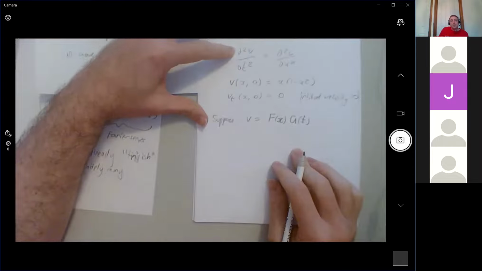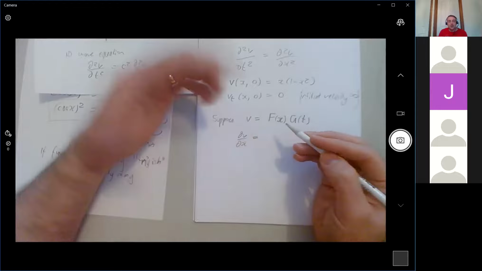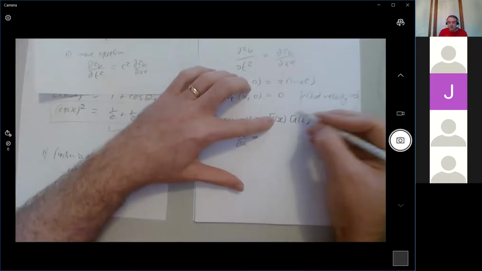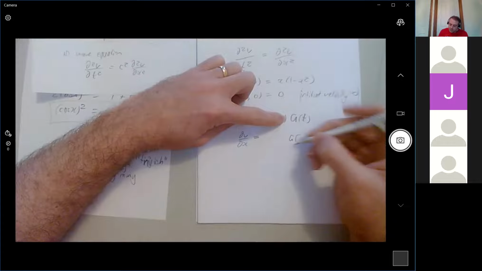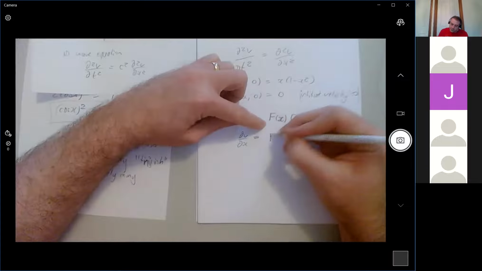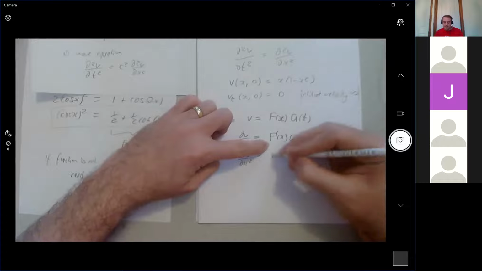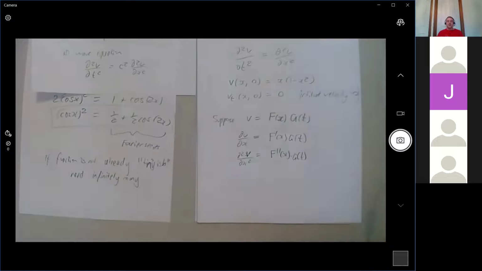Okay. Because then if I do dv on dx, then this is a function of x, and so that'll get differentiated. But the g counts as a constant because it doesn't have any x's in it. And so being multiplied on, it'll still be there afterwards, but I'll have a derivative there. And then the second derivative, the g is multiplied on and it counts as a constant. And so the f will get differentiated too.